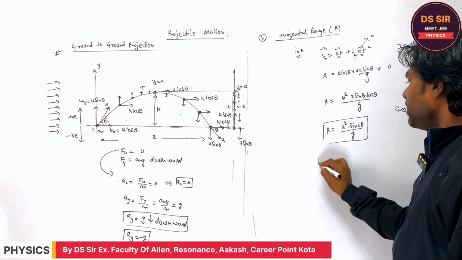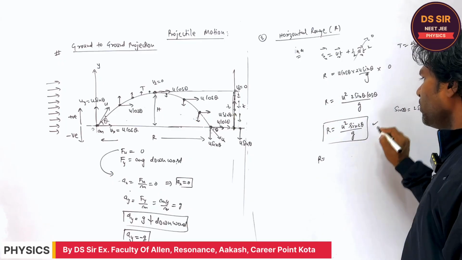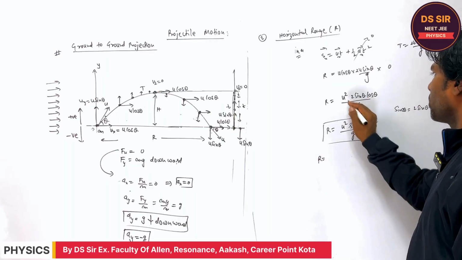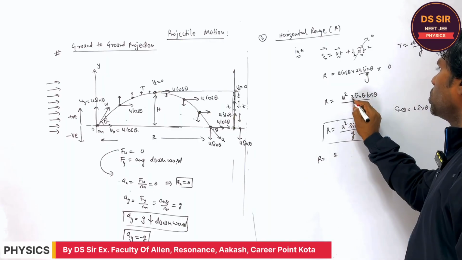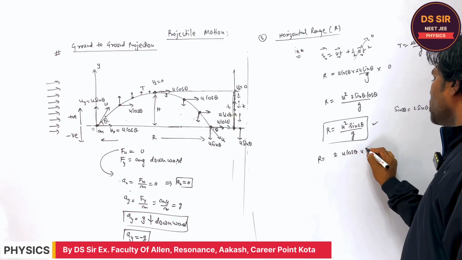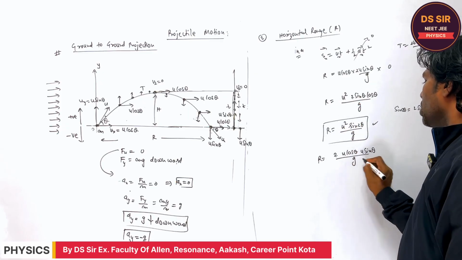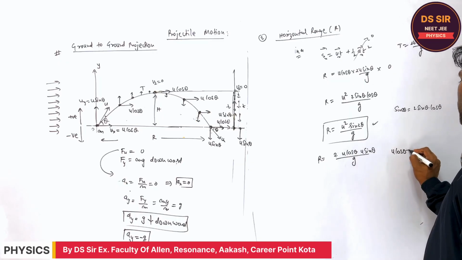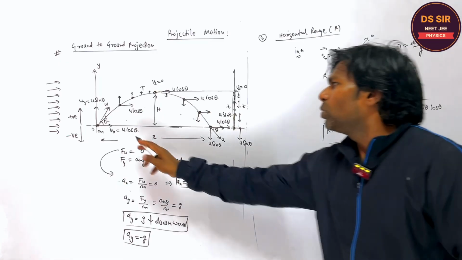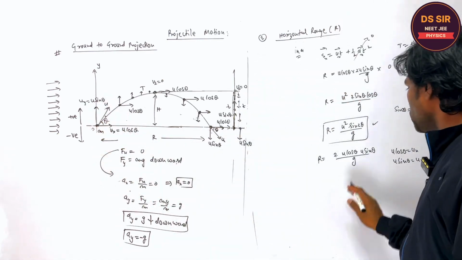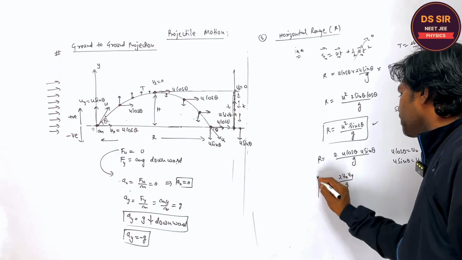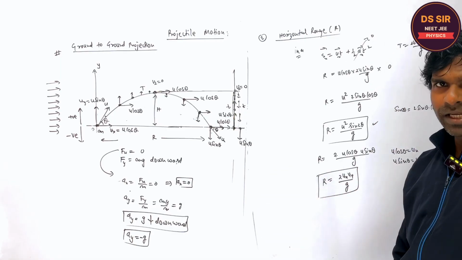Also, there is another way to write the range. This is the one formula which you will get, but in NEET and JEE preparation we use some other formula. For example, it is 2 u cos theta times u sin theta upon g. Is it clear or not? So u cos theta may be written as ux, and u sin theta may be written as uy. So the range formula is 2 ux uy upon g. So this is the range formula. Is it clear or not?